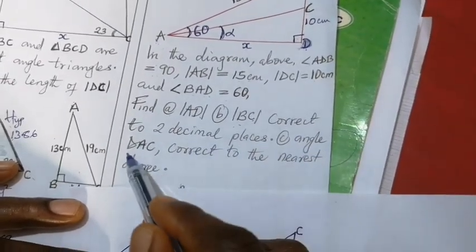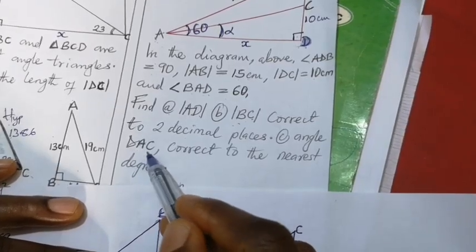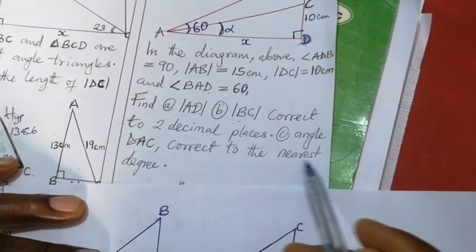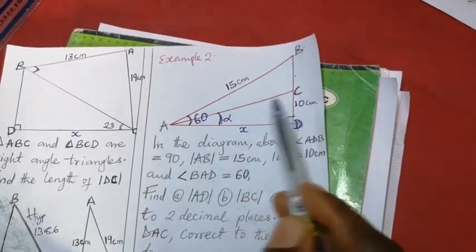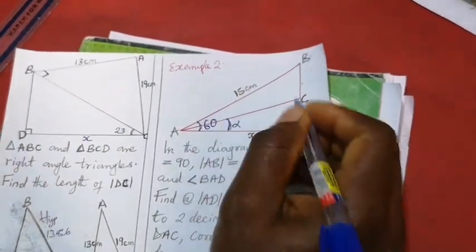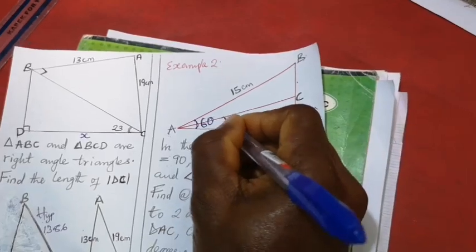C, angle DAC, correct to the nearest degree, angle DAC. So this angle DAC is now alpha.